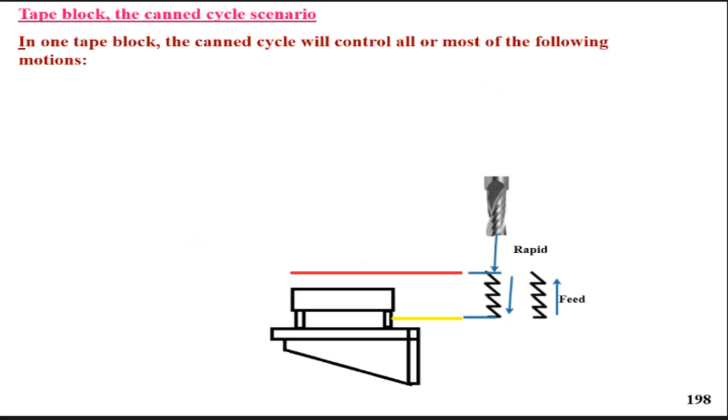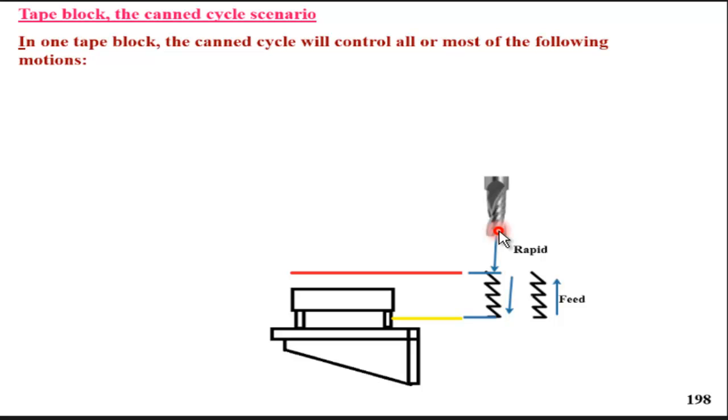Let us start with one of the canned cycles. We call it the tap cycle. What is the meaning of tapping? Meaning threading, internal threading. So we use a threading tool. We call it the tapping process. Tapping process means creating an internal thread on holes which are already drilled.